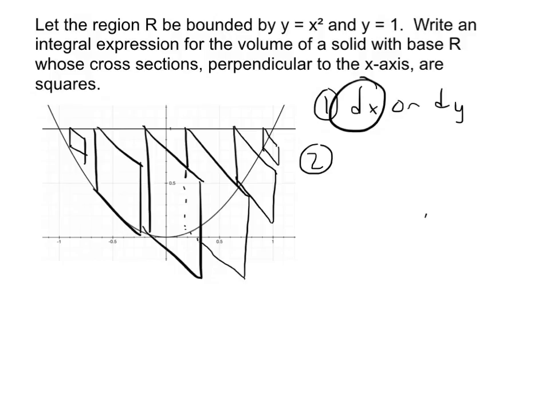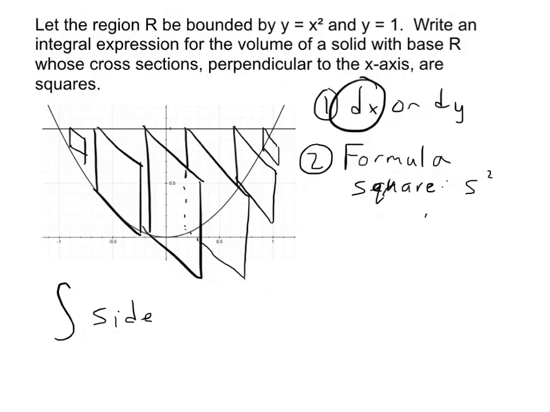Our second step before was to identify the radius. In this case, I want us to identify the formula that we're going to be working with. I'm working with a square, and the formula for the area of a square is side squared, right? So our integral is going to look like the integral of side squared dx. And the question becomes, what is the side length of these squares?